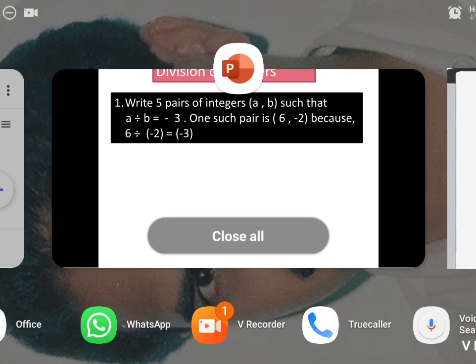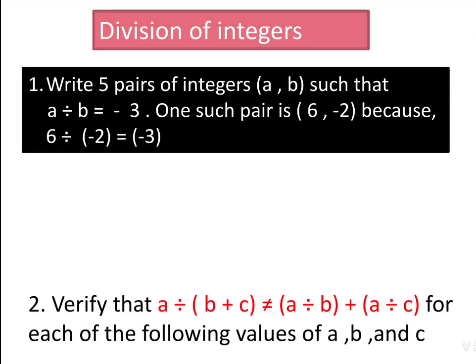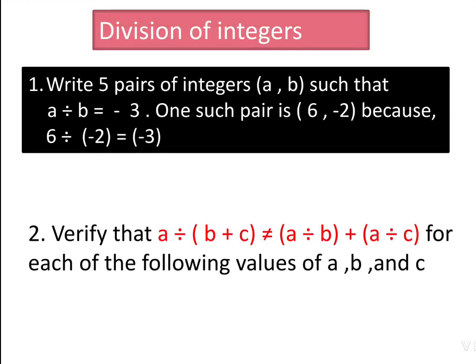Okay, let's see the next question. Verify that A divided by (B plus C) is not equal to A divided by B plus A divided by C for each of the following values of A, B and C. Here we have been given different values of A, B and C. So we have to verify it using those numbers.